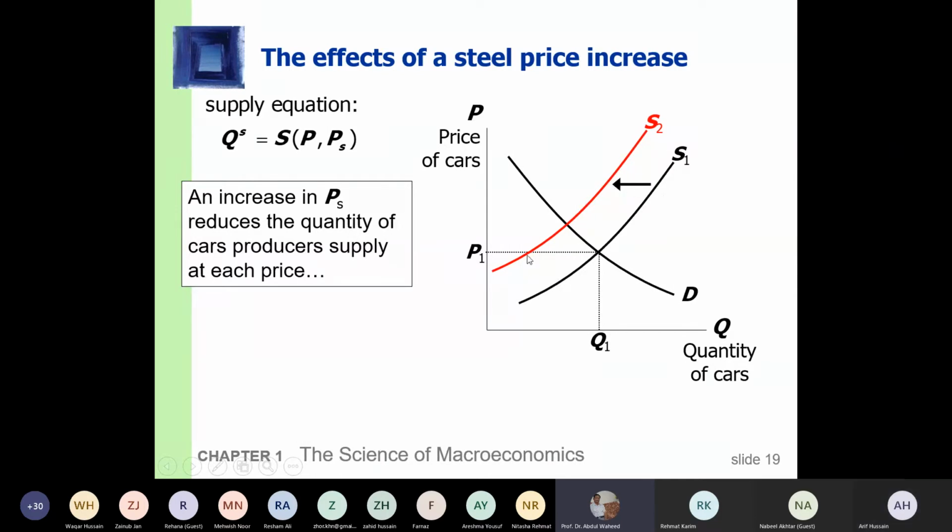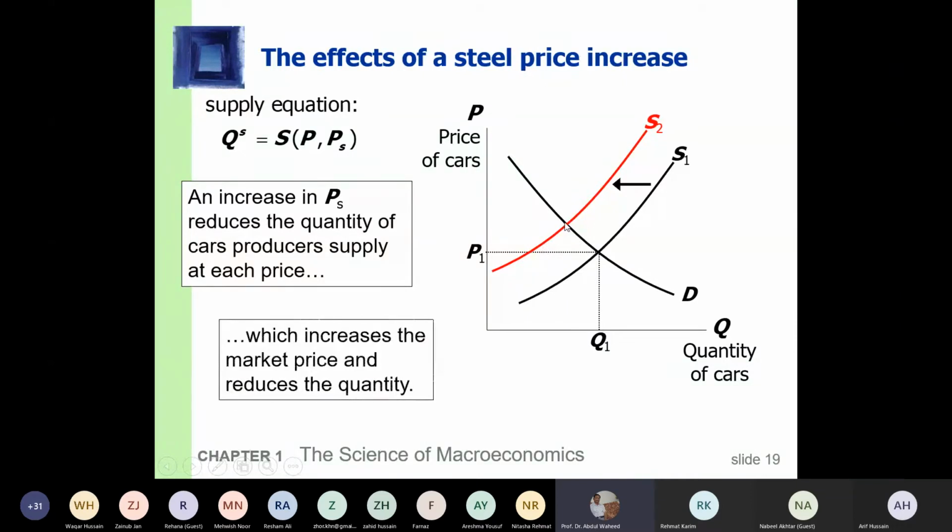Okay. Now here you can see there is excess demand. Again, excess demand will put pressure on the price to move up. So when price increases, quantity demanded will decrease, quantity supplied will increase, and finally we have a new equilibrium here. When the supply curve shifts left, the new equilibrium quantity is Q2, and the new equilibrium price is P2.